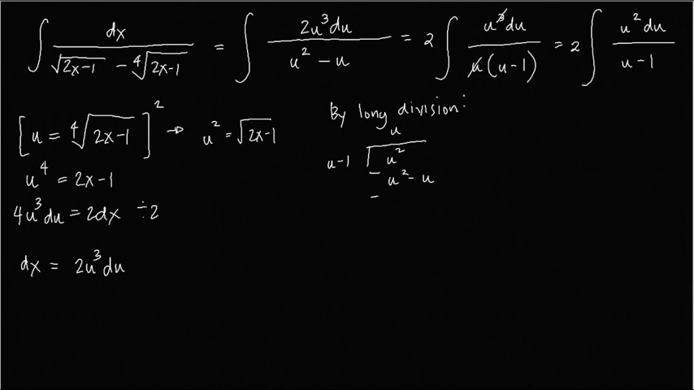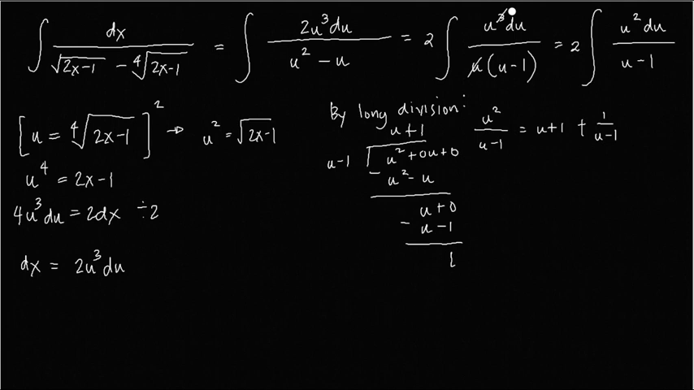So minus natin na. U squared minus u squared is 0. Then 0 u minus negative u is simply u. Then u divided by u minus 1 is plus 1. So 1 times u minus 1 is u minus 1. So may plus 0 dito, may plus 0 dito. And then 0 minus negative 1 is 1. Therefore, we can say that u squared divided by u minus 1 is equal to u plus 1 plus 1 over u minus 1. Right?